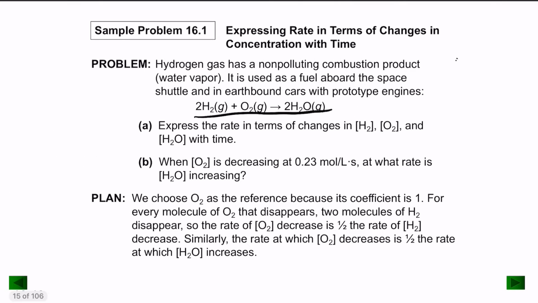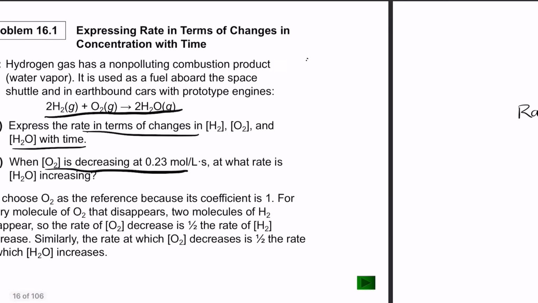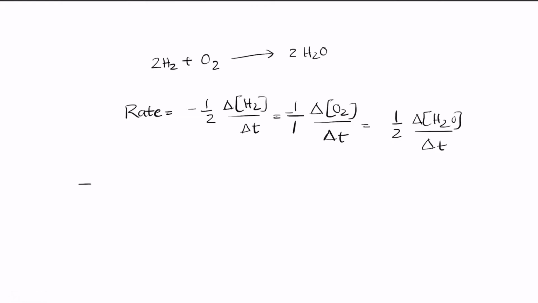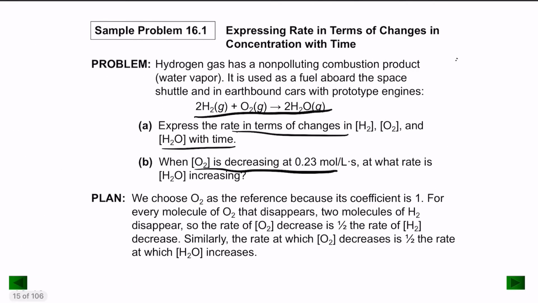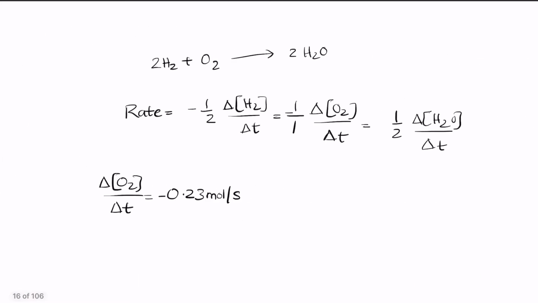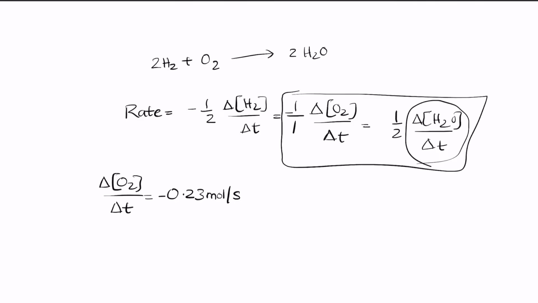Now what is given in the question? They have first asked us to explain the rate in terms of this, so we have done that. Second, they have given us that the reduction in O2 is 0.23 moles. So what they have given here is minus delta of O2 by delta T is 0.23 mole per second. Notice that they've already given that it is being reduced, so this value can be written as minus 0.23. They are asking us at what rate is H2O increasing. So they're asking us to find delta H2O by delta T. So only use the relation between these two here, the one that is known and the one that is unknown.